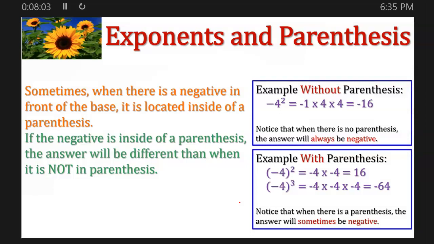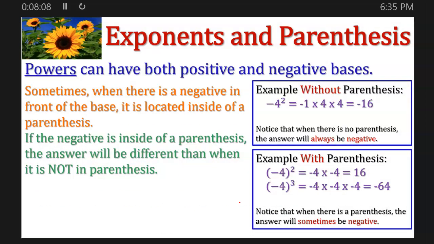All right, so exponents in parentheses. We have reviewed this once before, but let's go ahead and review it again. Powers can have both positive and negative bases. So here we have an example where we have a negative 4 with an exponent of 2, and when the negative is not in parentheses here, then that's the same as saying negative 1 times 4. Negative 1 times 4 is how we would break down that negative 4. And then we're only squaring the 4. We're not squaring the negative 1 there.